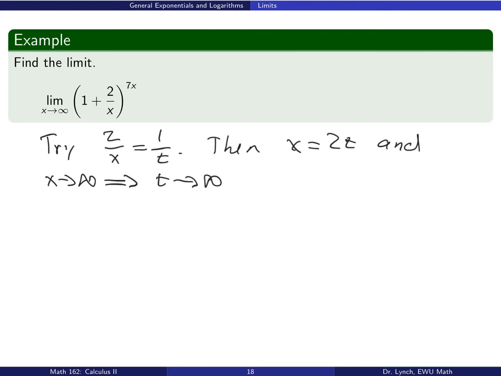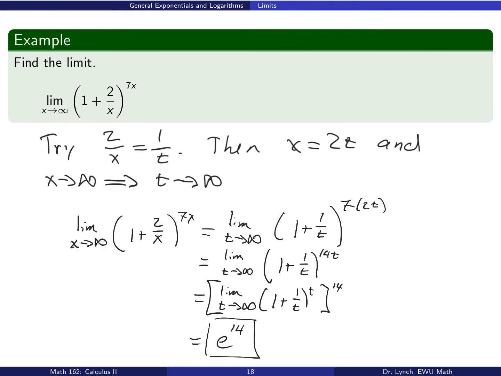So let's go ahead and rewrite our original limit in t world. So here we see that limit in t world, the limit as t goes to infinity, 1 plus 1 over t to the 7 times 2t power. Now, of course, we can simplify the 7 times 2t power to write it as 14t. And due to continuity of power functions, we can express this as the limit as t goes to infinity of 1 plus 1 over t to the t power, all raised to the 14th power. Now, of course, the stuff inside is exactly e, so the answer here is e to the 14.